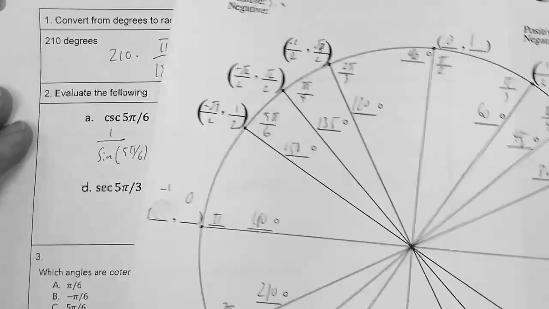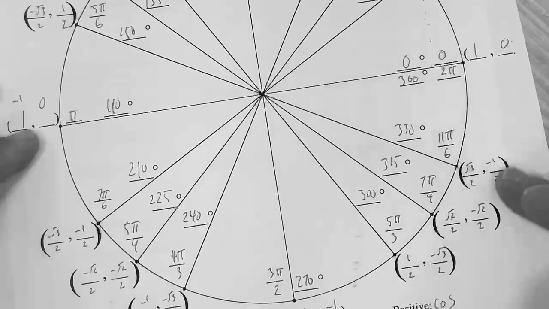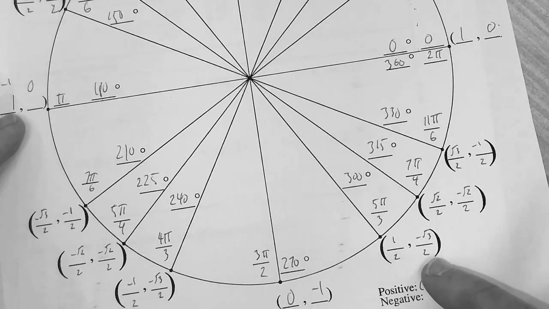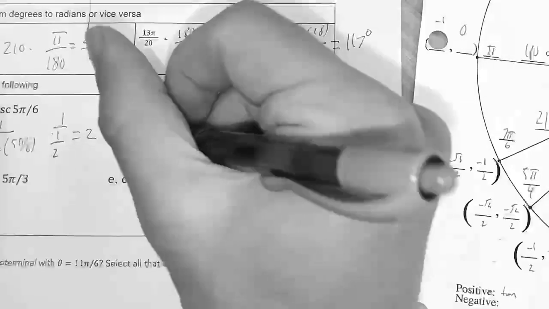B, tan of negative pi over 3. For negative, I'm going to go back 1 pi over 3. So it's going to be negative root 3 over 2 over 1/2.